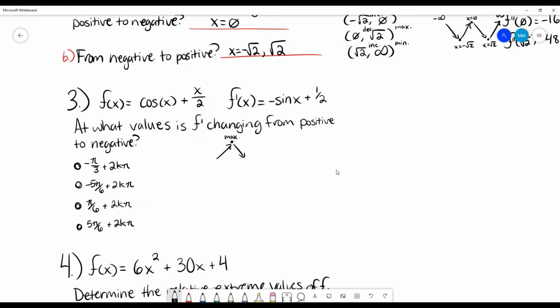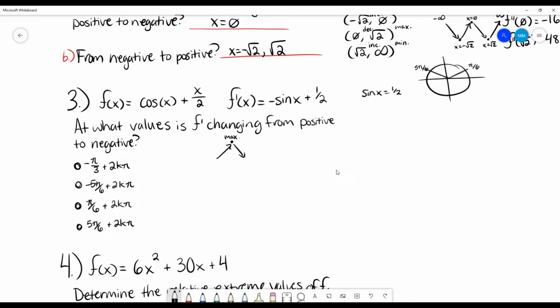So there's our derivative. Again, we want to find our critical points, so we want to know when this function equals 0. Well, I know that this will equal 0 whenever negative sine of x is equal to negative 1/2, right? Because it's going to cancel out with that. So I need to know whenever sine of x equals 1/2. So when does sine equal 1/2? Well, it equals 1/2 at a couple points. It equals 1/2 right here at pi over 6, and right here at 5 pi over 6, right?